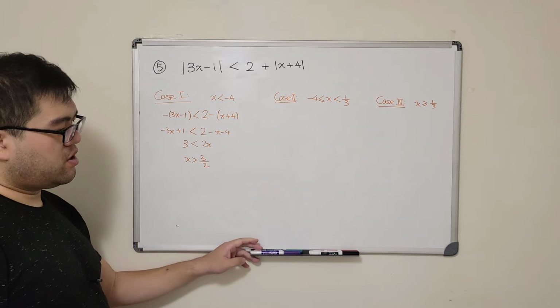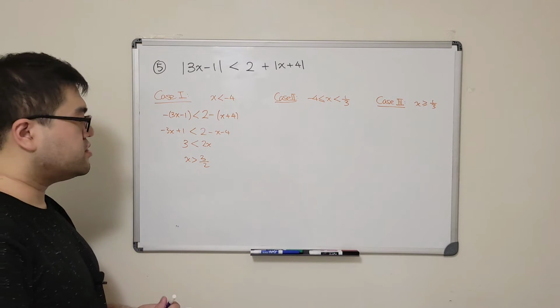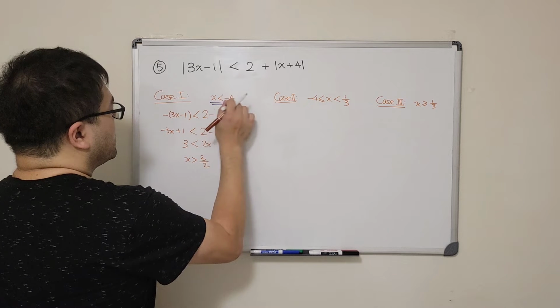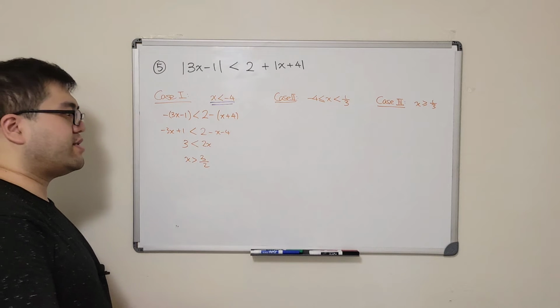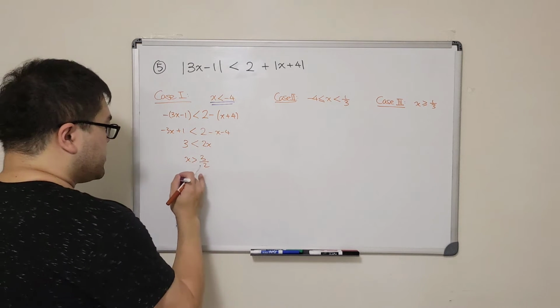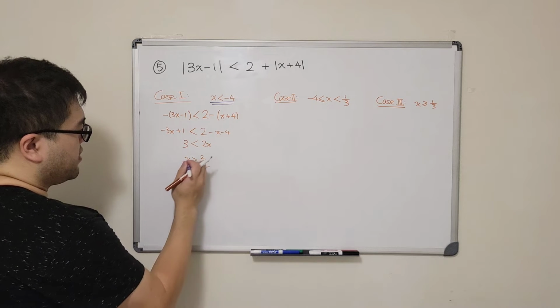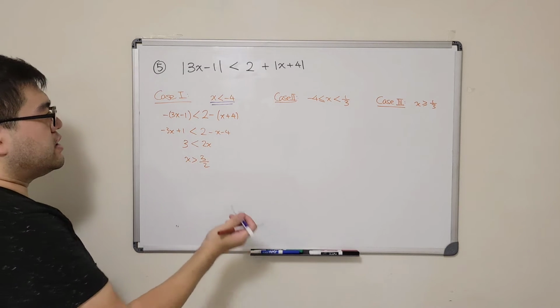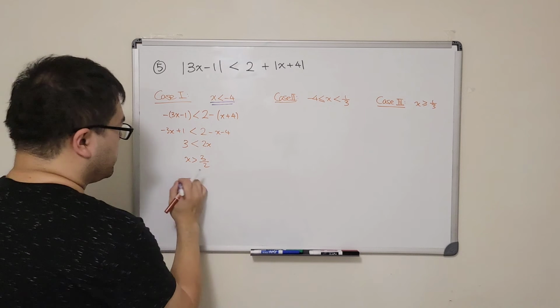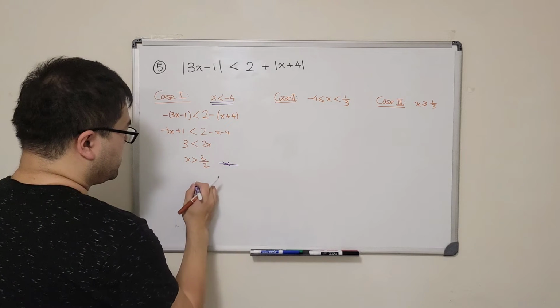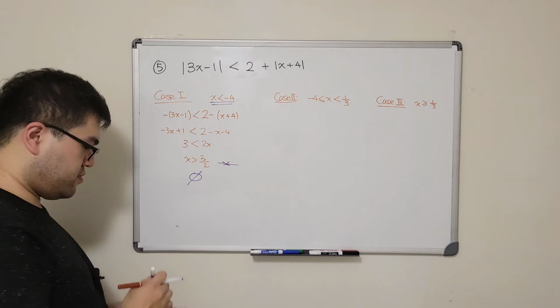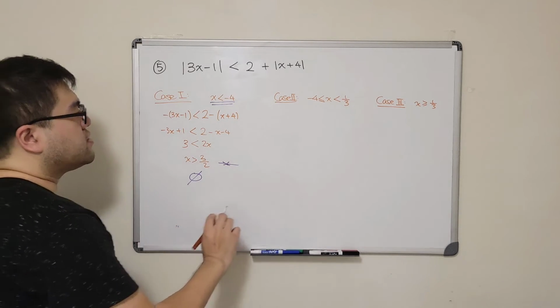Of course, we need to check our conditions. What is our condition in case 1? x has to be less than negative 4. But our solution is x is greater than 3/2. It contradicts. Therefore, there's no solution in case 1. Let's move to case 2.